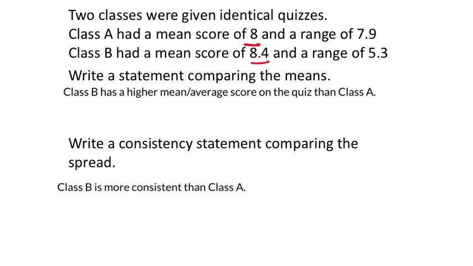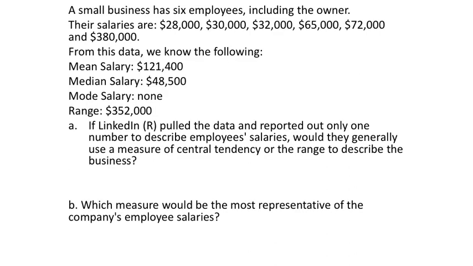which is the danger of these types of statistics. We got a small business that has 6 employees. It includes the owner. Okay, so we got these salaries: $28,000, $30,000, $32,000, $65,000, $72,000, and $380,000. From this data, we know the following. So we don't have to find this, but we assume that they've done the work for us.